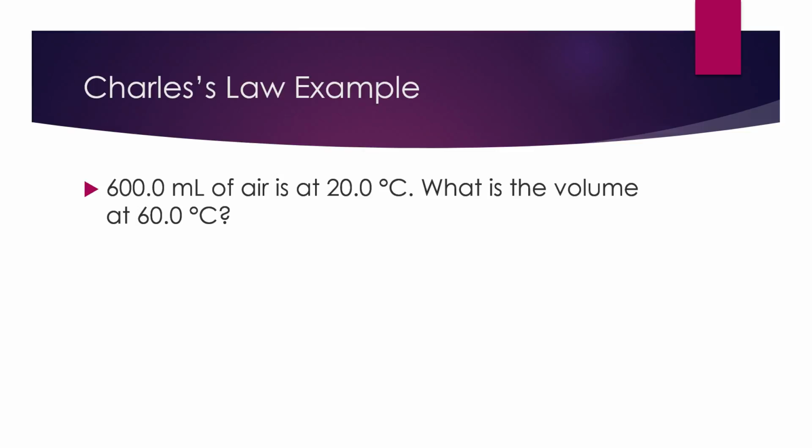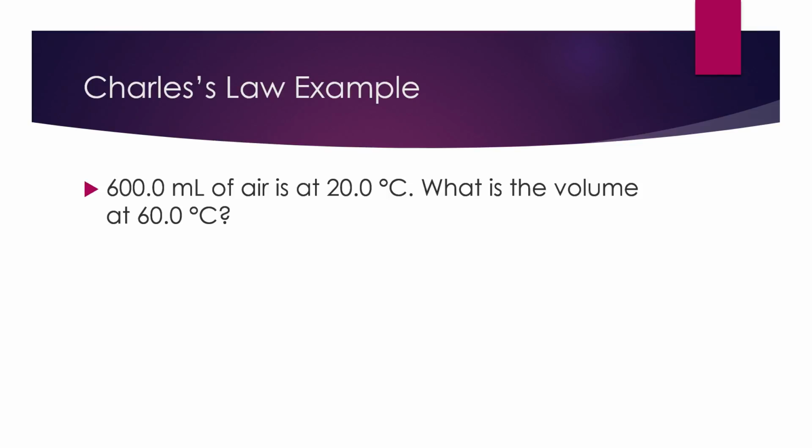So let's say we had 600 milliliters of air, and 600 milliliters is volume, so we're working with a V, and it's at 20 degrees Celsius. What's the volume at 60 degrees Celsius? Remember, we see a C, so what do we need to do? We need to add 273. We got to get it out of Celsius. We need to add the 273 to put it into Kelvin. So we add the 273 to 20, and we get 293.